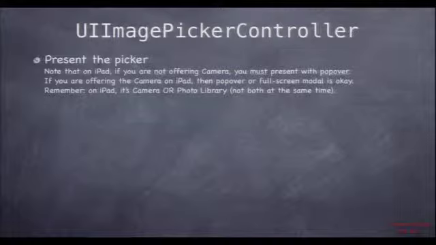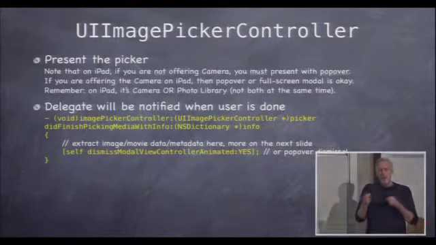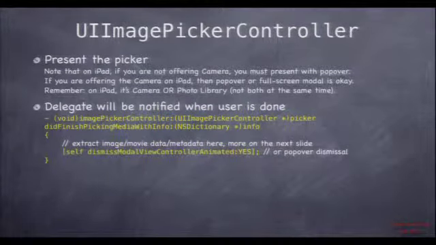So anyway, you've got this thing configured. You allocated it. You got it configured now. Now you present it. And again, there's special considerations for the iPad. You can read them up here. I talked about them earlier. After the user takes the picture, crops it if you allow them to do that, et cetera, boom, this delegate method will be called. This delegate method has a very important single argument there, which is the dictionary info. And the info has all the info you need to deal with it. I'm going to talk about that in a second. But one important thing to notice here is this is a modal view controller. You need to dismiss it.